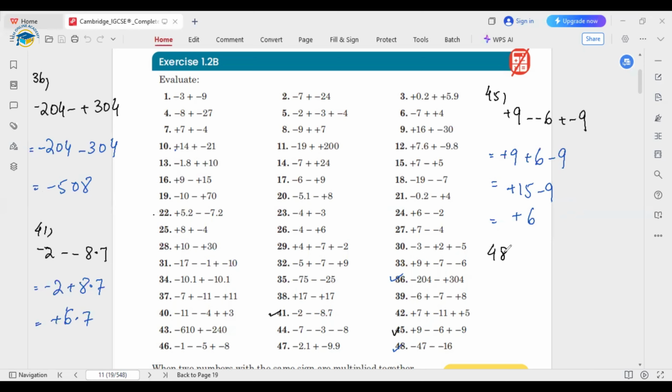Okay, so let's see how we can go on with 48th part. In 48th part, we have -47, -16. So again, if we are going to solve it, we are going to write -47 first. Negative negative would be positive and 16. So positive negative is negative. 47, from this we are going to subtract the 16. So 7 - 6 would be 1. 4 - 1 would be 3. But along with this, we are going to use the negative sign.